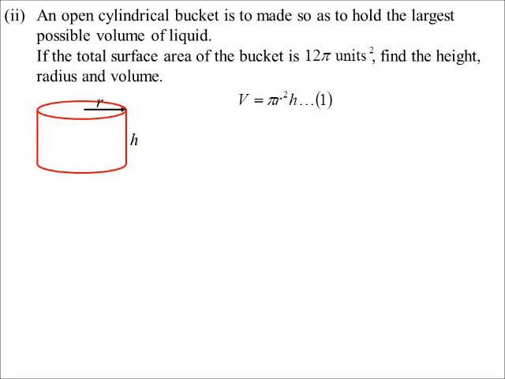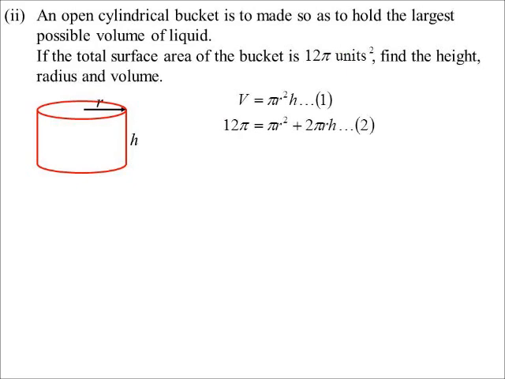Surface area of my bucket. Say it again. 2 pi r h plus 2 pi r squared? Close. 1 pi r squared. Because if you make your bucket with 2 pi r squared, very hard to pour the liquid into the bucket. So the top's going to need to be open for this one. So we'll have one for the bottom, but not for the top.